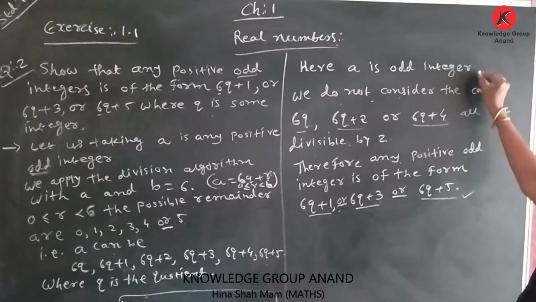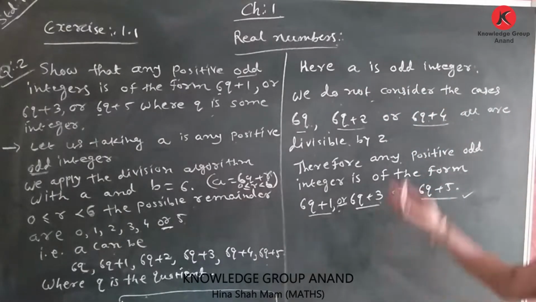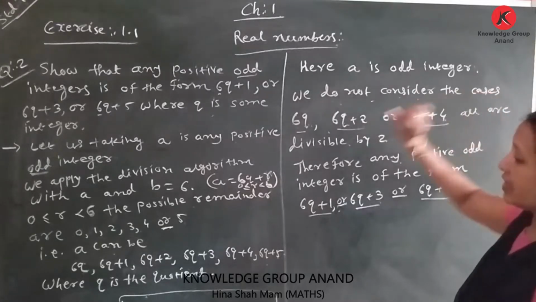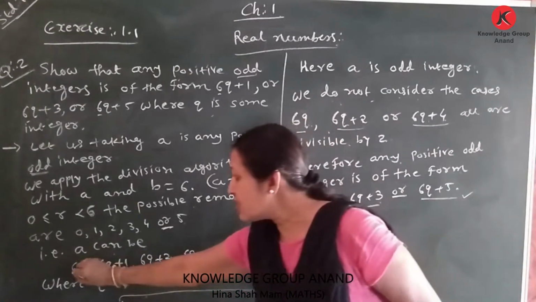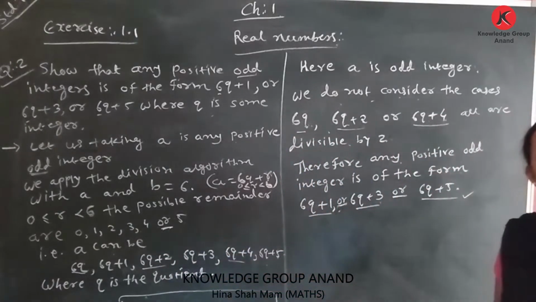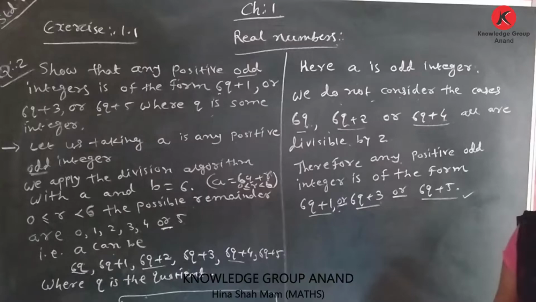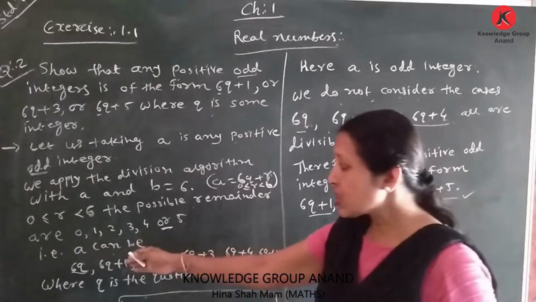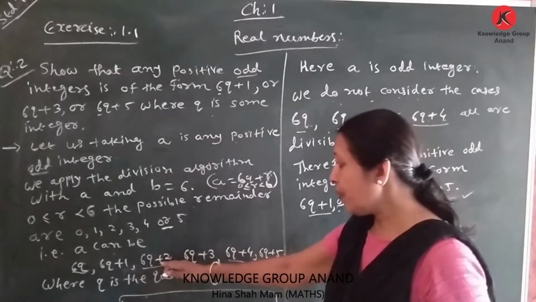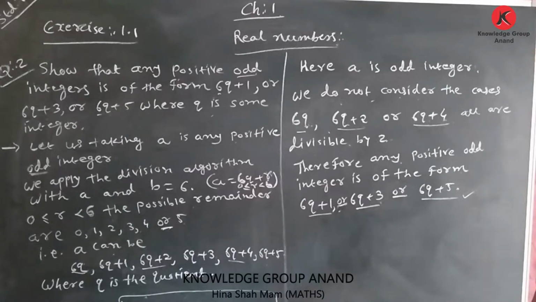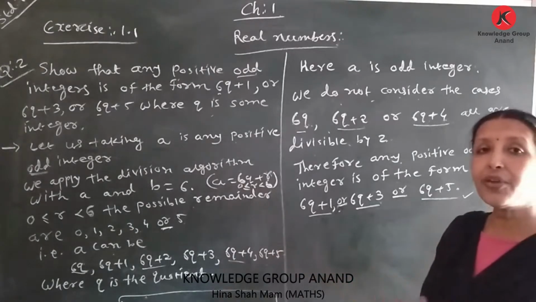Here a is an odd integer. In the question, the given condition is that a is an odd integer. We do not consider the cases 6q, 6q plus 2 and 6q plus 4. Why? Because they are even. Whatever number we put for q, 6q is even, 6q plus 2 is even, and 6q plus 4 is even, therefore divisible by 2.